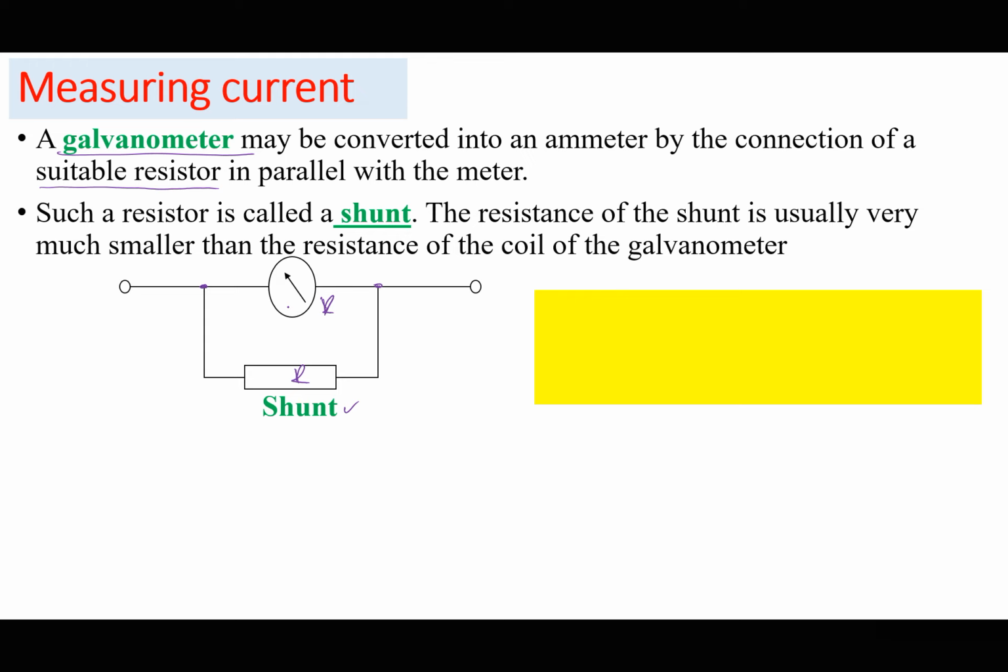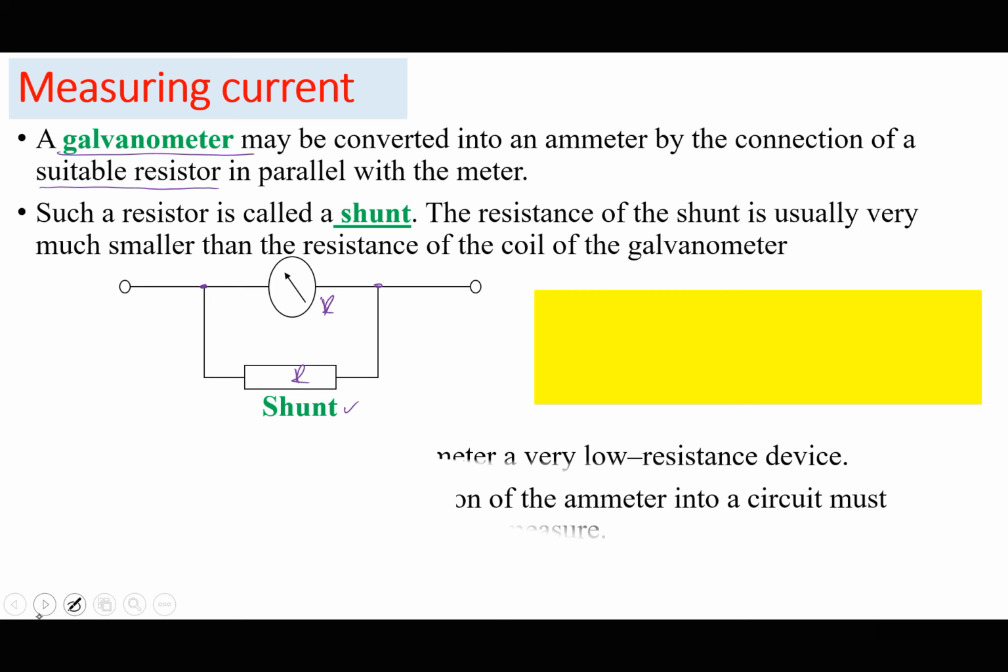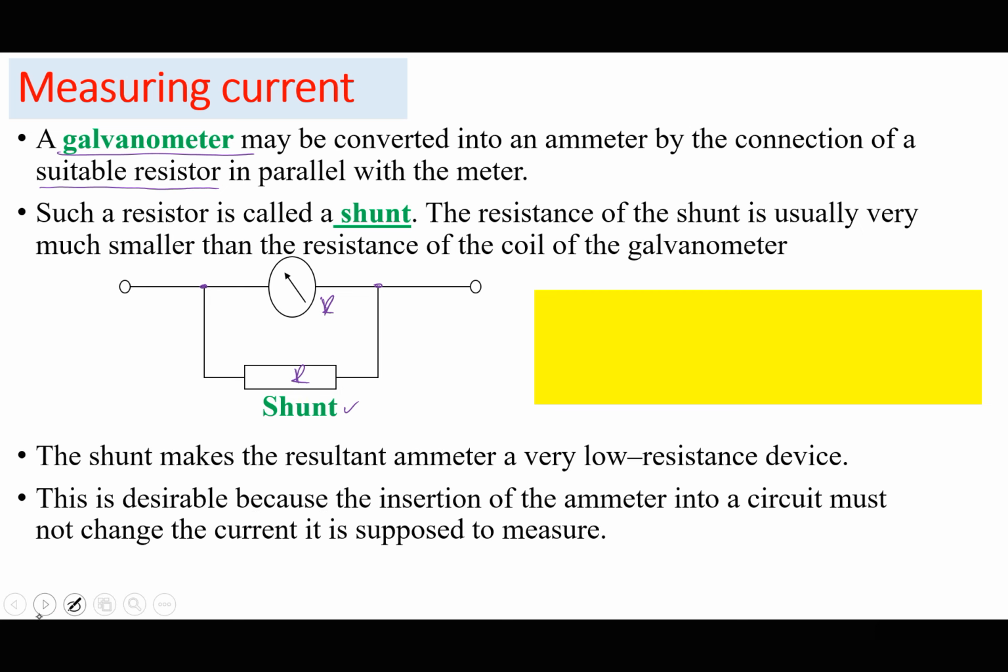Okay, so by doing that, we are converting the galvanometer into an ammeter. The shunt makes the resultant ammeter a very low resistance device. This is desirable because the insertion of the ammeter into a circuit must not change the current it is supposed to measure. So if we now connect this to a circuit whose current we want to measure, in the presence of a shunt, the total effective resistance of this part here is going to be very, very small. So we say we have converted the galvanometer into an ammeter.